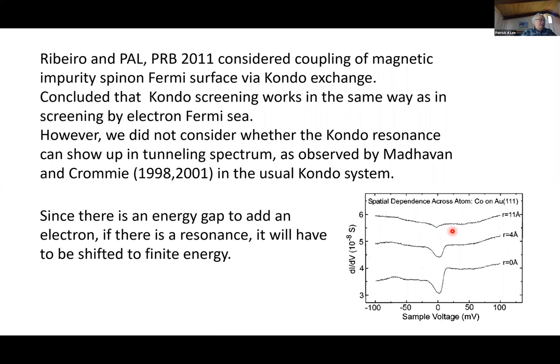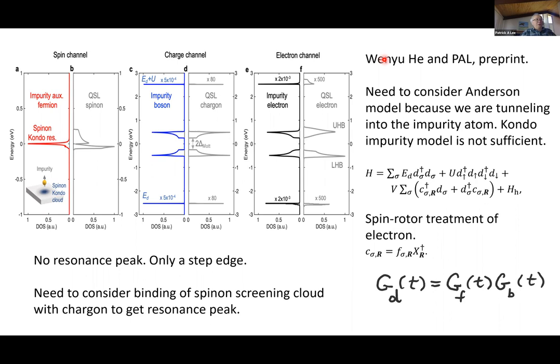But now the question is this: we have a charge gap. This is a charge insulator. So even if you form a Kondo resonance, where is that resonance? It cannot be at zero energy because we have a gap there. That's the question we studied with my postdoc, Wen Yu He. I don't have time to go over this now, but to make a long story short, we have to use an Anderson model. It turns out a Kondo problem is not enough because we have to tunnel into this impurity site, and a Kondo model doesn't accept electrons. So we have a Kondo problem coupled to a spinon Fermi surface.